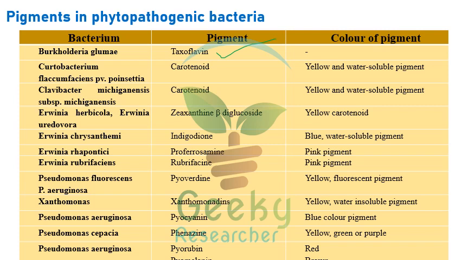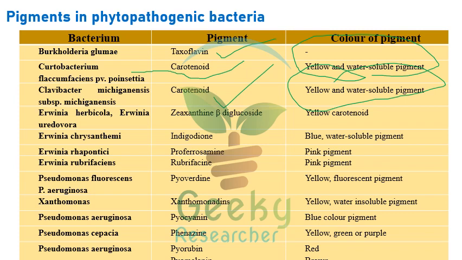Curtobacterium flaccumfaciens pathovar poinsettiae produces a pigment called carotenoid. Clavibacter michiganensis subspecies michiganensis produces a pigment called carotenoid. On the right side, I have also given the color of the pigment, yellow color, water soluble or water non-soluble pigment, and so on. Erwinia herbicola and Erwinia uredovora produce zeaxanthin beta-diglucoside, which is a yellow carotenoid.